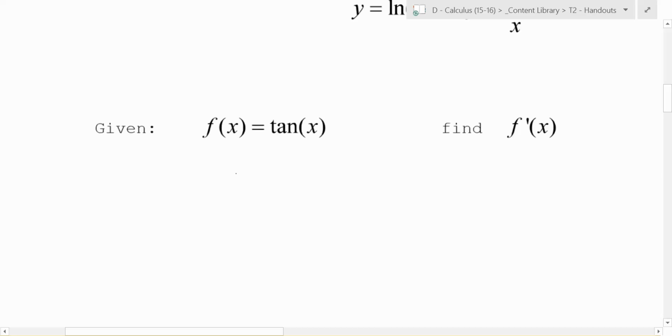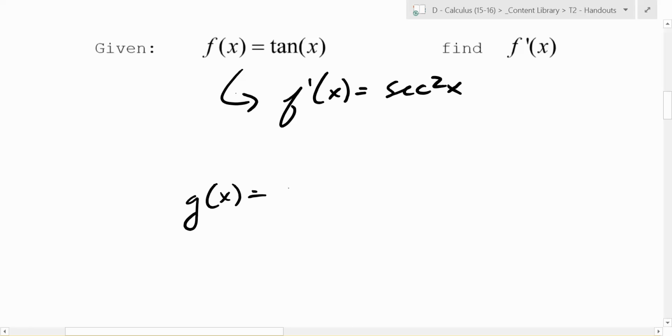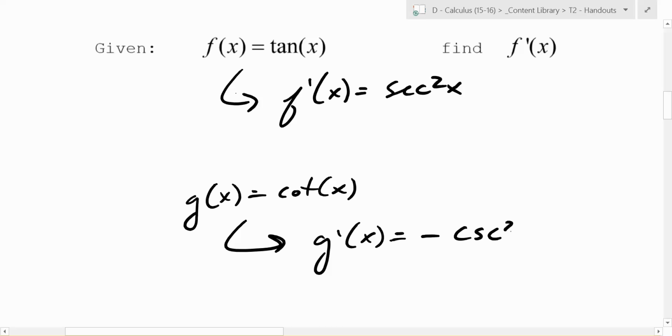You end up with the derivative of tangent is indeed what? Secant squared x. Now I did ask some of you if g of x was equal to cotangent x. Here's one you also have to memorize. What's the derivative? Anybody remember? Negative cosecant squared of x. Yes.